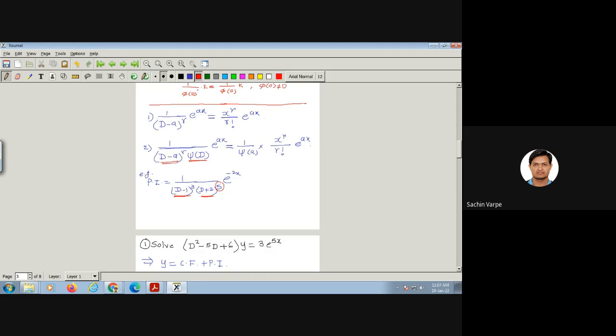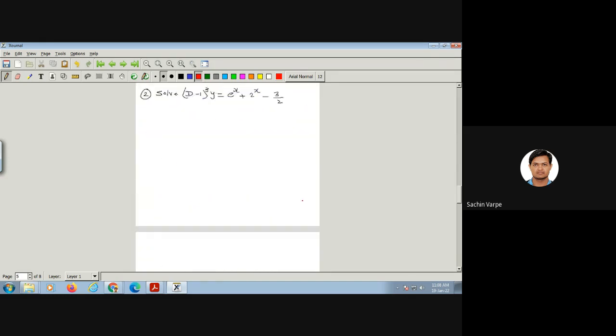Clear to everyone? So these are the two important formulas which are very much useful in competitive examinations also, like MCQ examinations. So let's use that formula here.